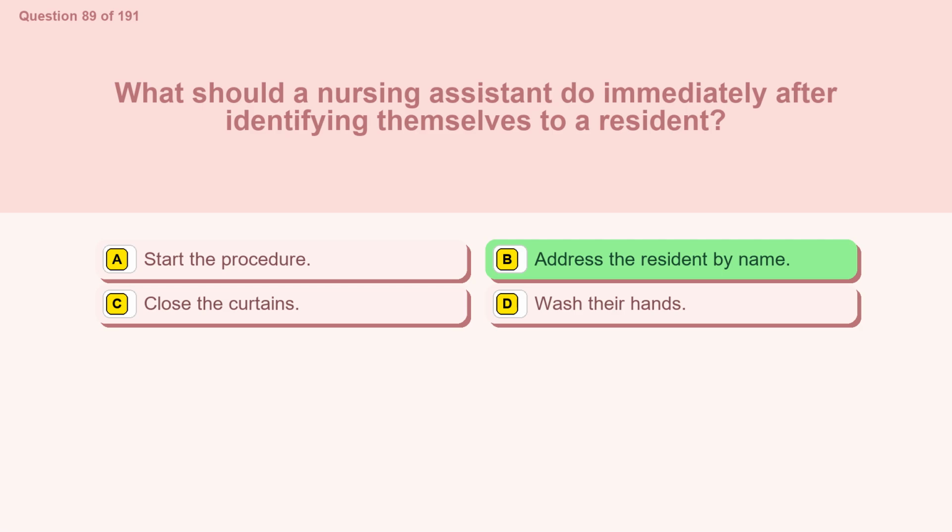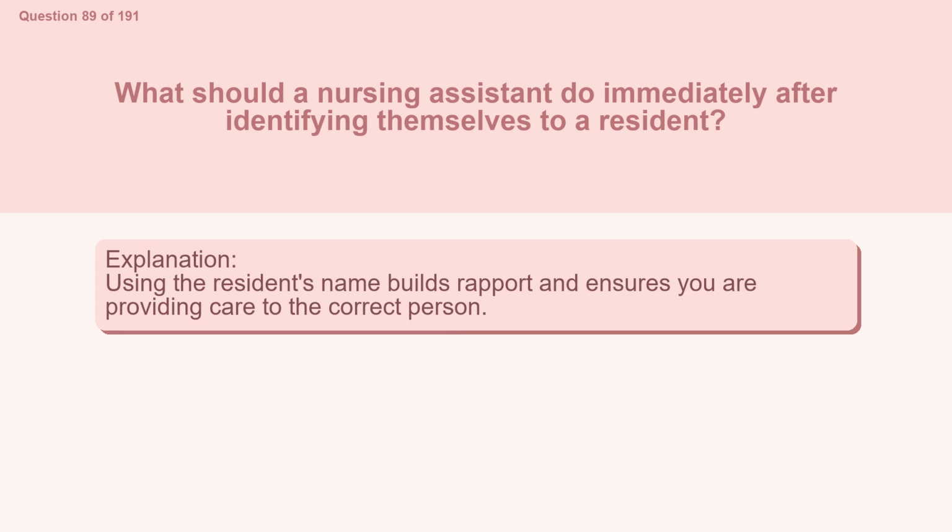The correct answer is option B, address the resident by name. Using the resident's name builds rapport and ensures you are providing care to the correct person.